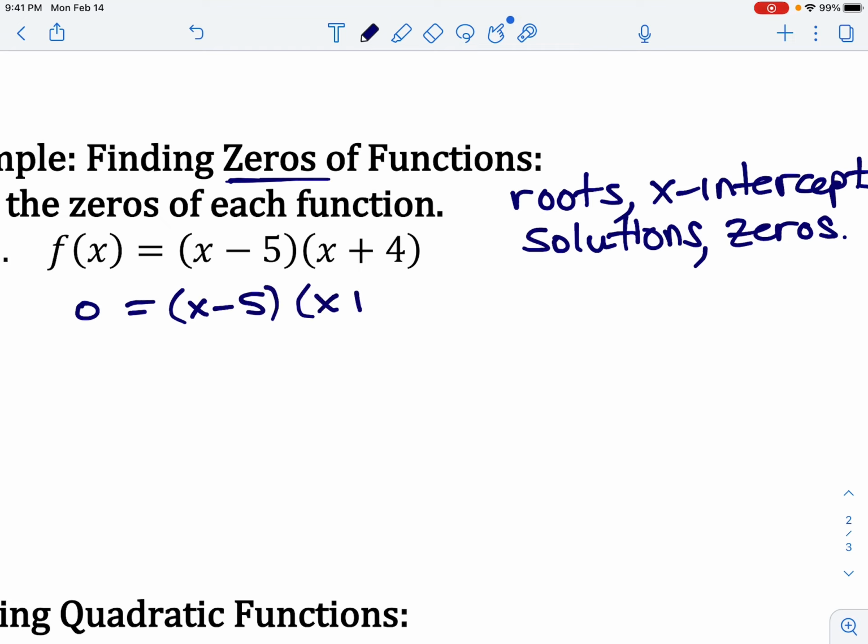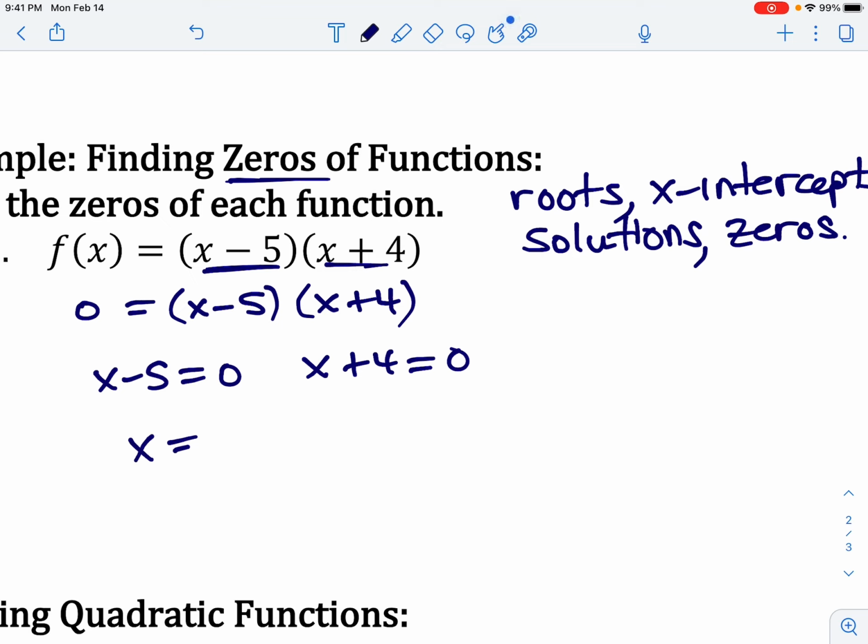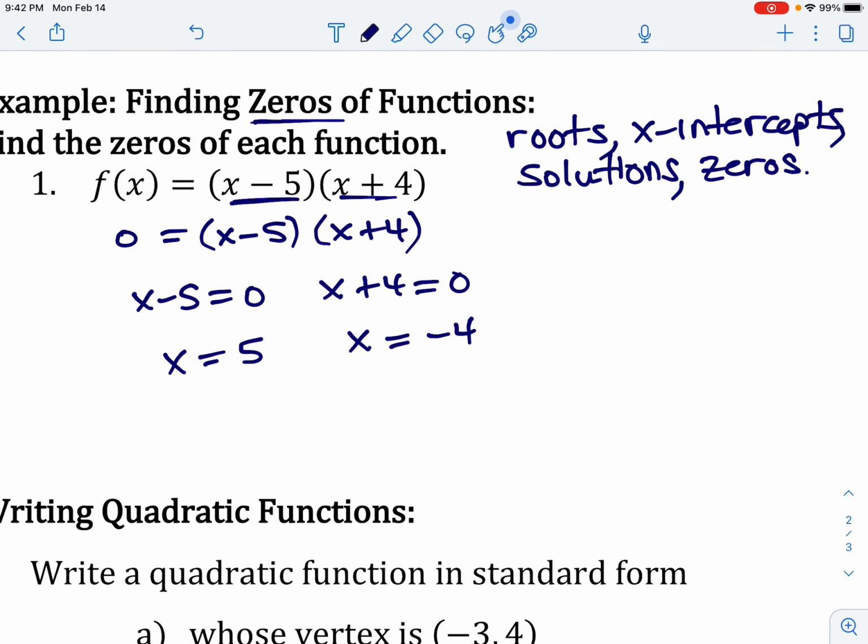and solve for x. So now we can set our factors equal to 0, x minus 5 equals 0, x plus 4 equals 0. Right now these are our x-intercepts, so I'm just trying to find them. So x equals 5, x equals negative 4. So my intercepts are 5, 0, and negative 4, 0. And that's all it's asking you to do is to solve for x.